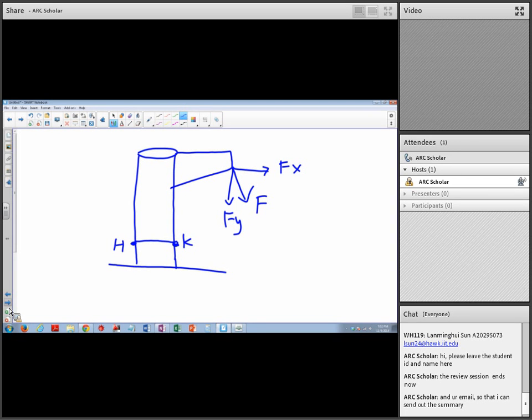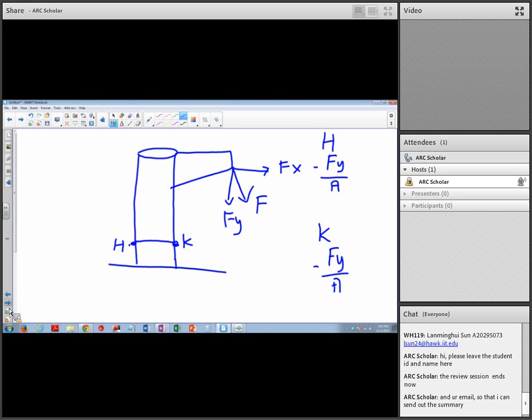So you can see that Fy is pointing downward, which is pushing the whole bar downward here. So for point H and point K, this is point H and this is point K, there will be a stress which is Fy over A. Let's put a negative because it's coming downward.